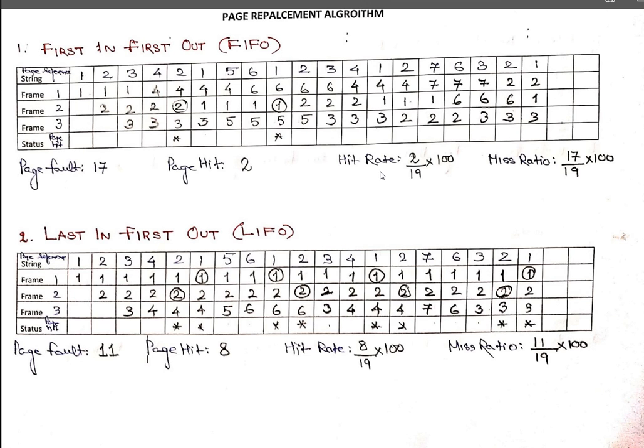Now hit rate means the page hit divided by the total number of strings, which is 19, into 100, and the miss ratio is equal to the page fault divided by the total number of strings into 100. So thereby we have seen this particular page fault first in first out problem over here. Next I will discuss the last in first out.